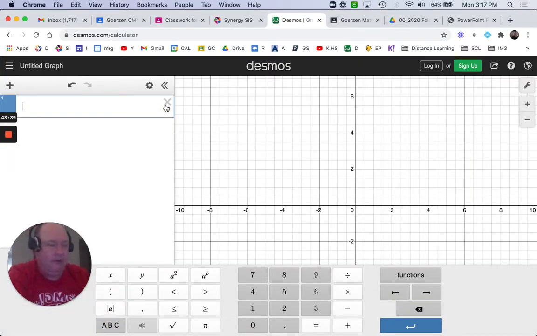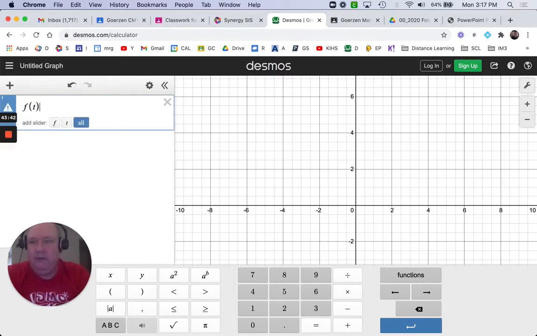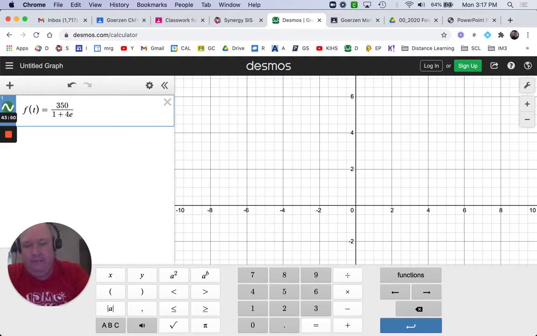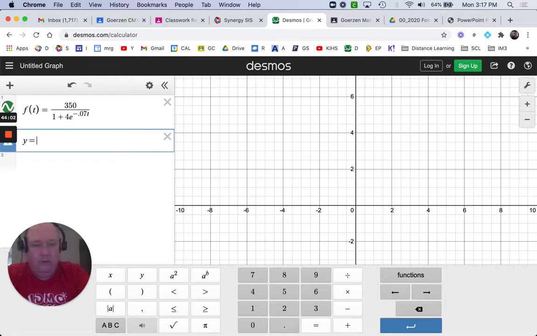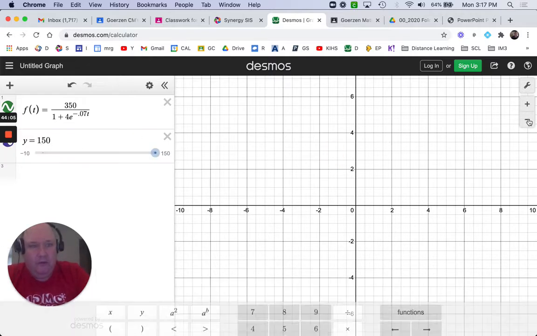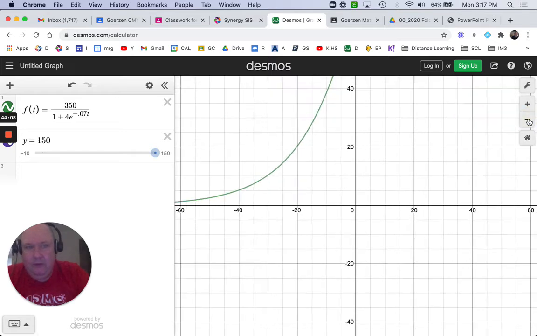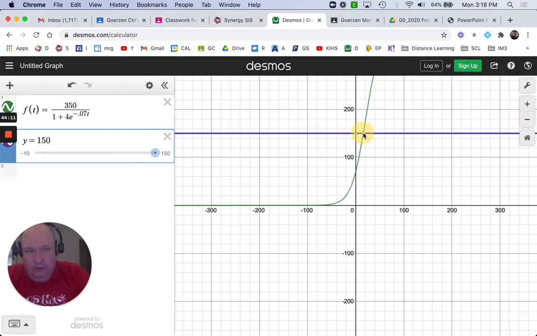So we're going to write it as a function of t, and I think it will solve. So that's 350 over 1 plus 4e to the exponent negative 0.07t. And then for the second one, I'm just going to go y equals 150, and then I'm going to look for that on my graph. So it graphed it fine with t, and we're looking for where the two of them intersect, and that will solve the equation. So how long will it take to get to 150? And the answer is about 16 days.